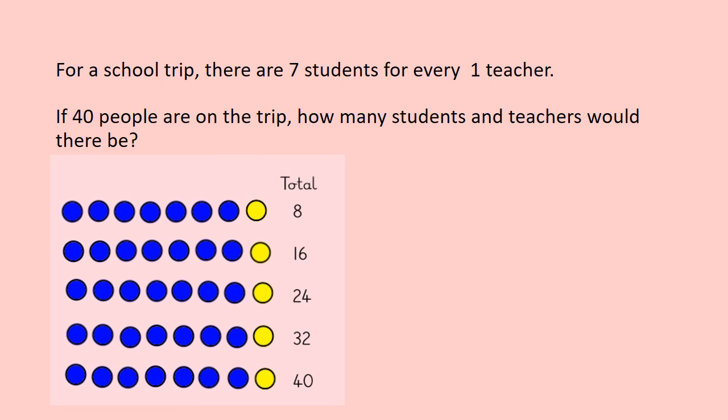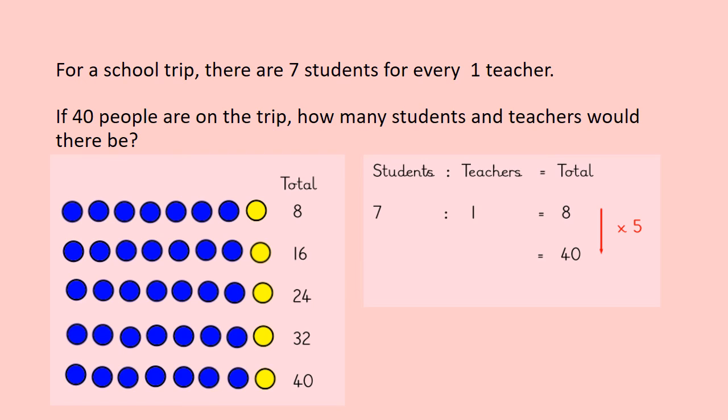So now I can keep the ratio the same but start to build up the total. If there were 14 students and 2 teachers, that would be a total of 16. 21 students and 3 teachers, that would be a total of 24, and so on until I reach 40. So when I'm solving this kind of problem, I could draw it all out like I've shown you here, but I could also use my knowledge of multiplication to take a bit of a shortcut.